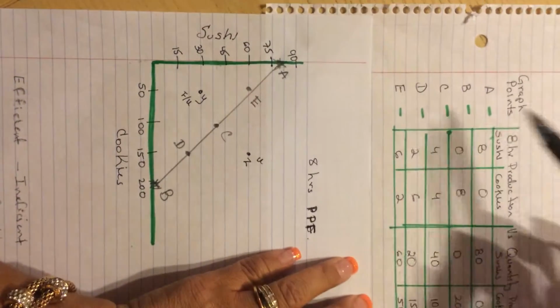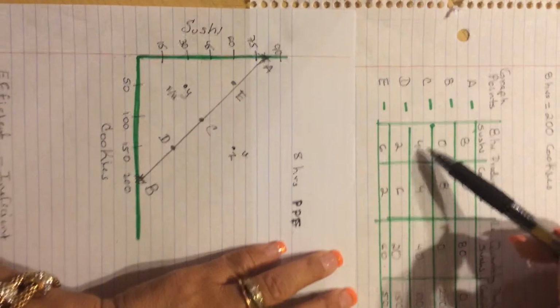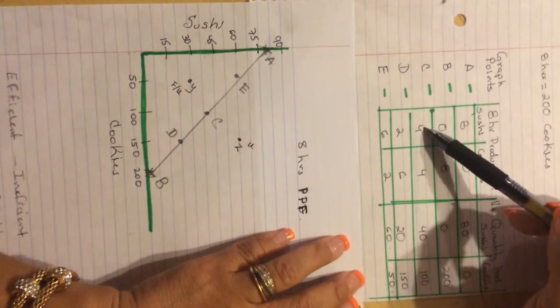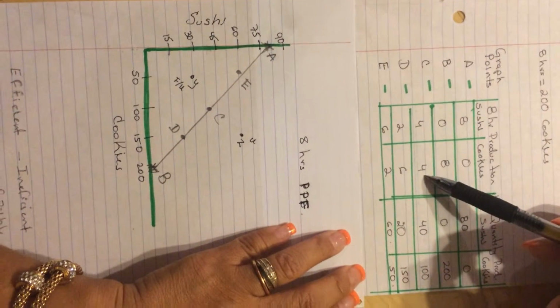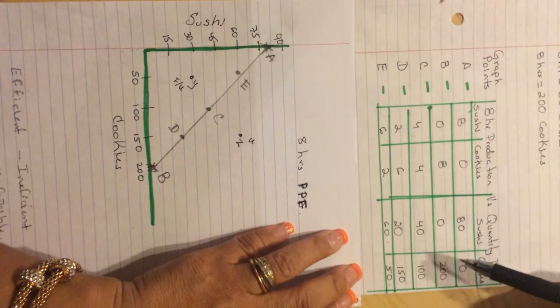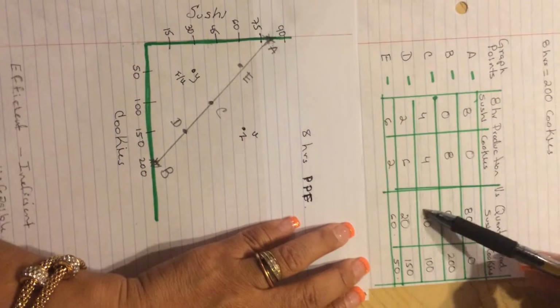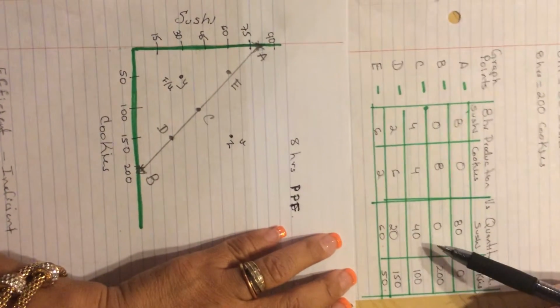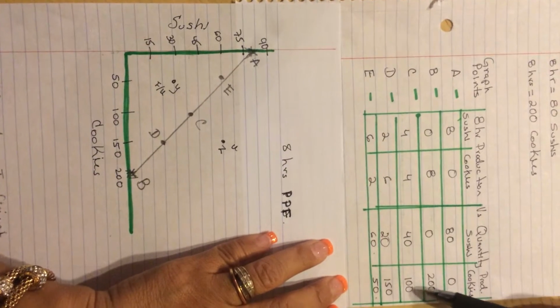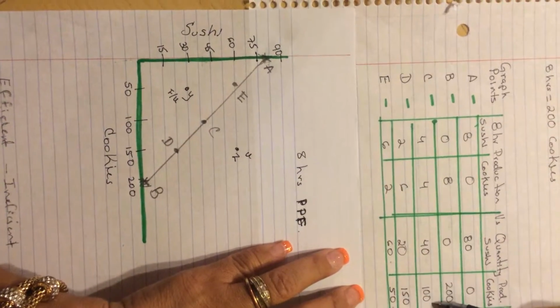I can also divide, as point C shows, my 8 hours in half. So I'm going to have 4 hours of sushi and 4 hours that I can focus on producing cookies. If I spend 4 hours to produce sushi, I'm going to be able to produce a total of 40 sushis, or I can spend 4 hours of my time and produce a total of 100 cookies.